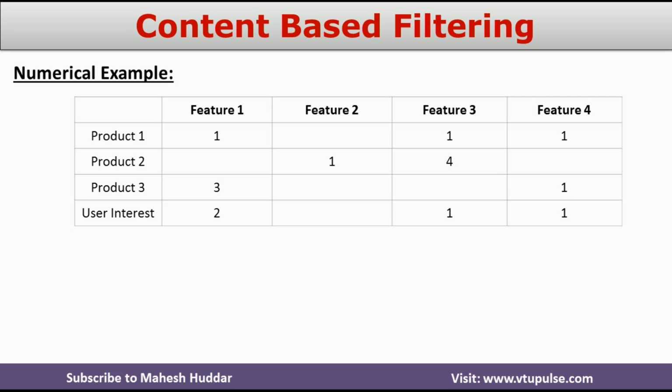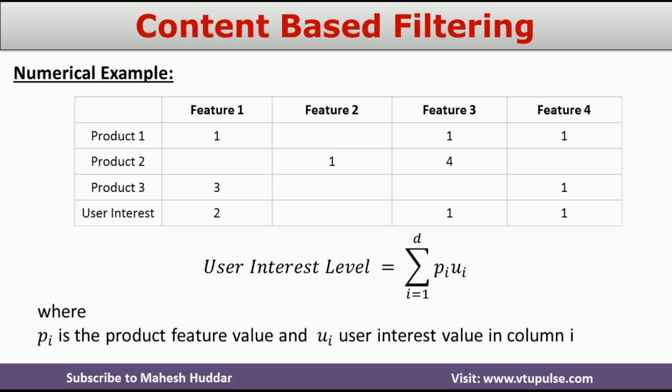Now based on this data, we have to come up with a decision, like which is the product in which the user has maximum interest. For that, we can use this equation: we calculate the dot product between the product and the user interest, that is, the summation of i equals 1 to d of p_i multiplied by u_i. As I said earlier, p_i is the product feature value and u_i is the user interest value in column i.